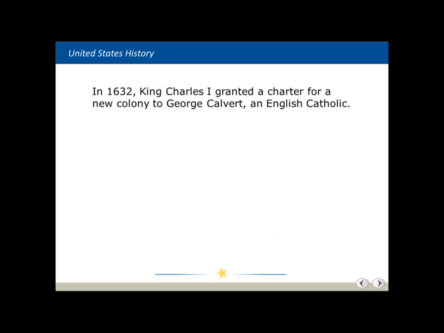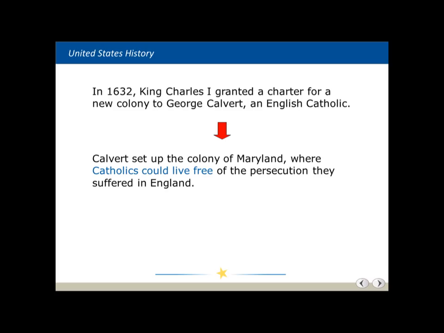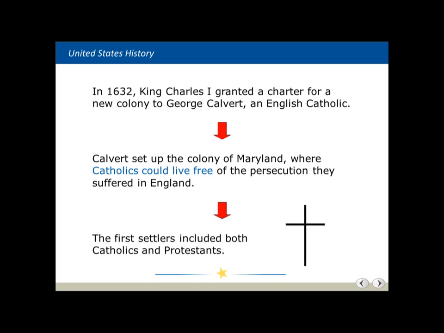In 1632, King Charles I grants a charter for a new colony to George Calvert, an English Catholic. Calvert sets up the colony of Maryland, where Catholics could live free of the persecution they suffered in England. Remember, England at this time is a Protestant country. France is a Catholic country. So countries were not just known by their politics, they're also known by their religious persuasions.